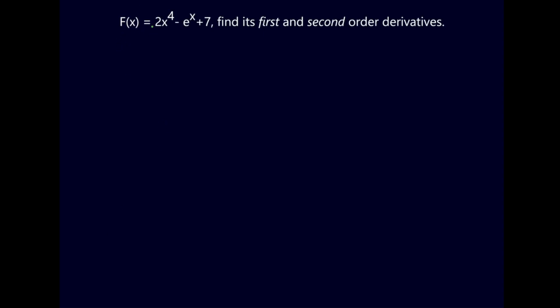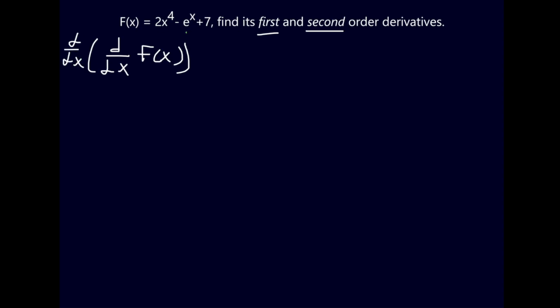So given f of x equals 2x to the 4 minus e to the x plus 7, we're being asked to find the first and the second order derivative. So the first order derivative is simply just the derivative of f of x. The second order derivative is the derivative of the derivative of f of x.